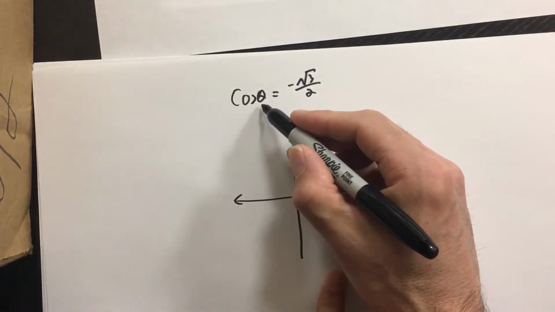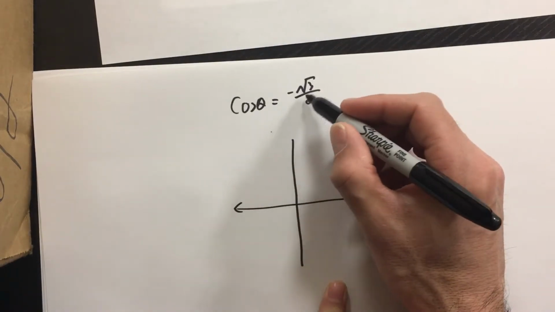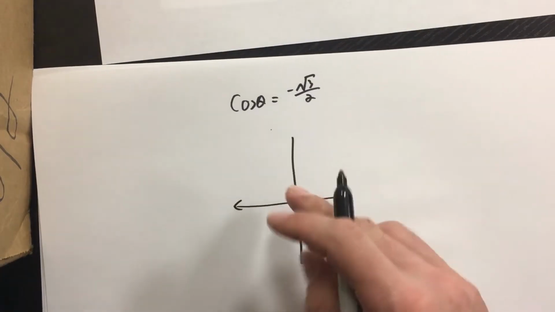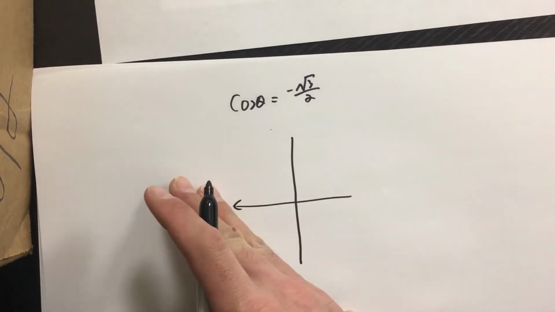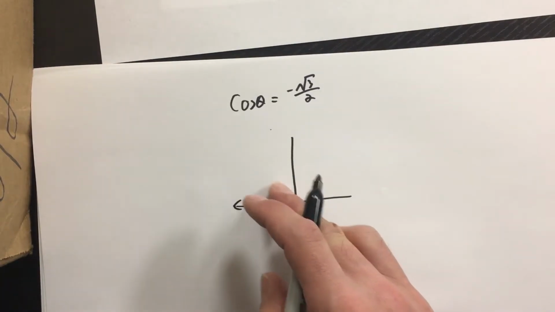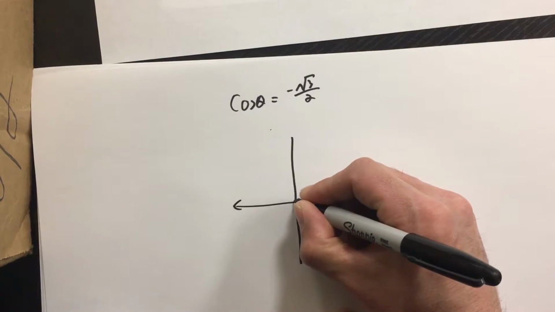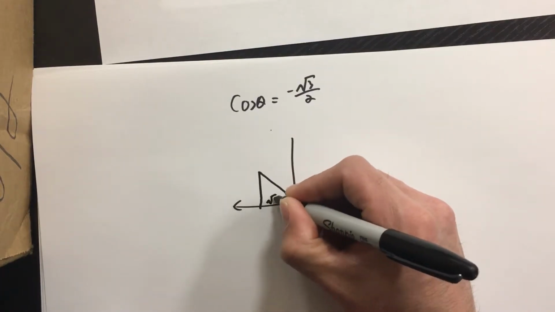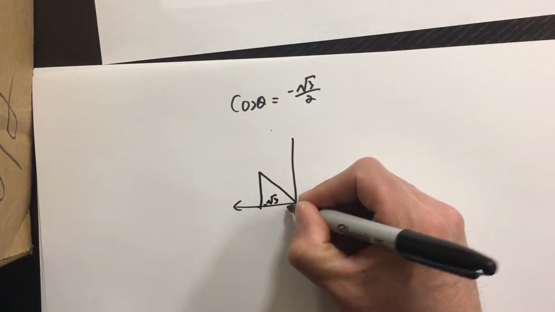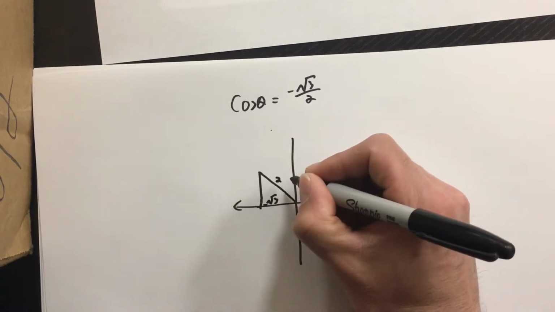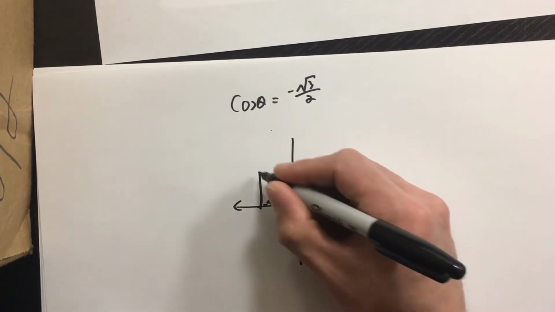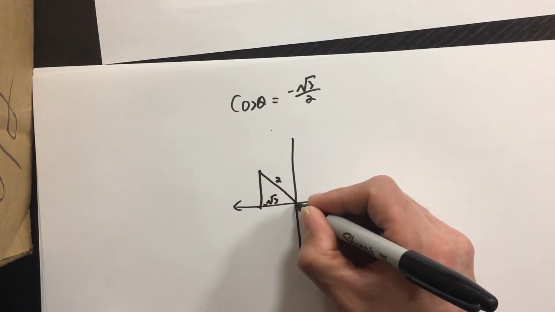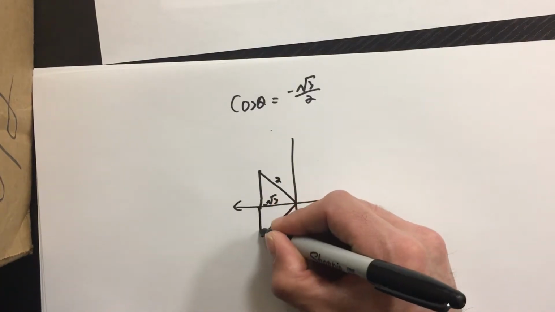Okay, so the cosine of theta is negative root 3 over 2. That means we've got to go over here, root 3, and we'll have a radial arm a distance of 2. So that's our negative root 3 in here, and that's 2. So we could be up here, or we could also be down here.